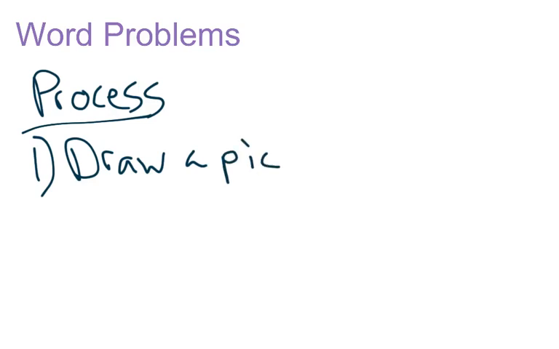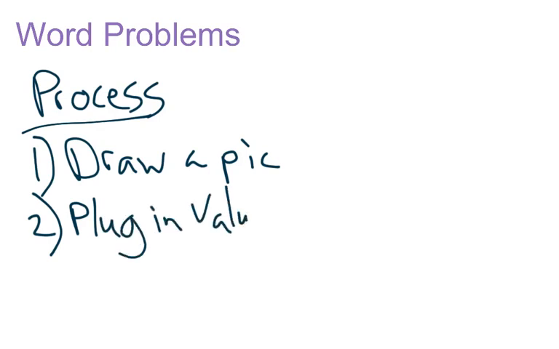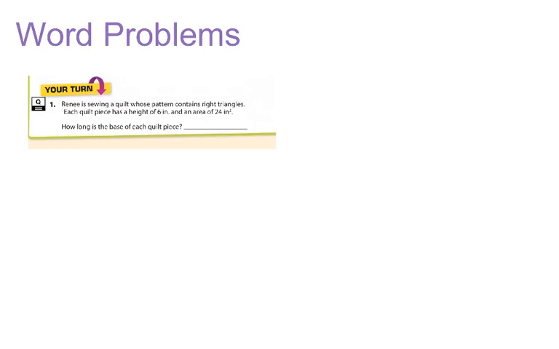So draw a picture. Then, step 2, plug in values, or pick an equation and plug in values for the equation. And step 3, you solve. So let's go through 1 or 2 examples, and then that'll be it. All right, and again, you're going to see it's the same thing. It's just that it doesn't always come with a picture. Okay, so let's look at this one.